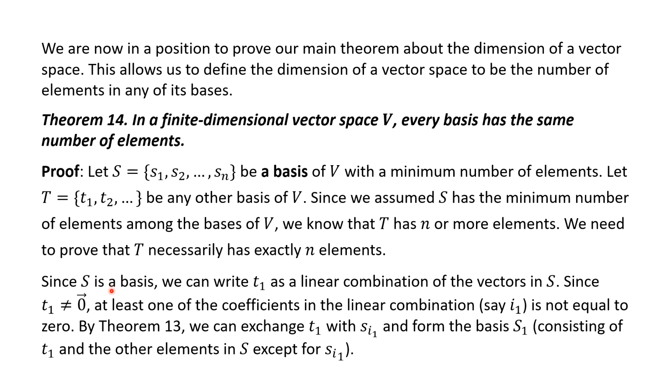So since S is a basis, we can write T1 as a linear combination of the vectors in S. And since T sub 1 is not equal to 0, at least one of the coefficients in this linear combination, let's say corresponding to S sub I sub 1, is not equal to 0. By theorem 13, we can exchange T sub 1 with S sub I sub 1 and form the basis S sub 1 consisting of T1 and the other elements of S except for S sub I sub 1. Let's continue with the proof on the next slide.